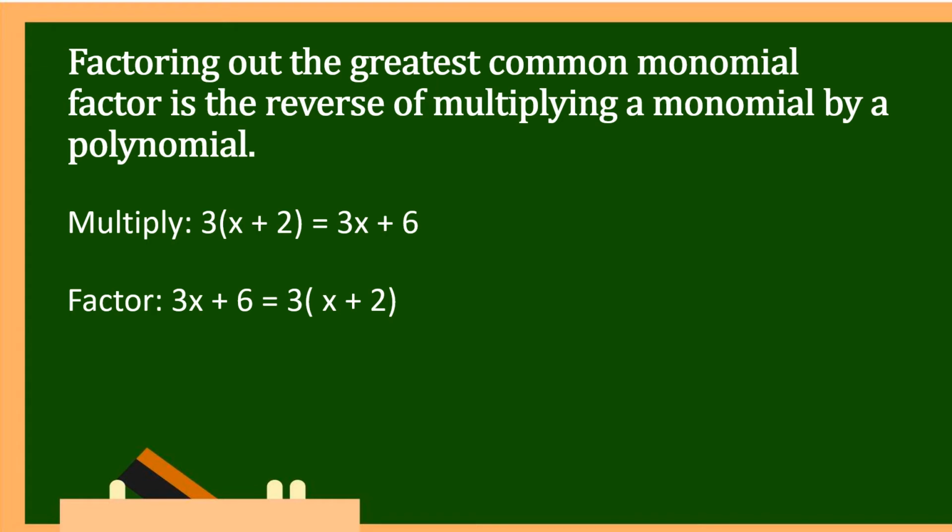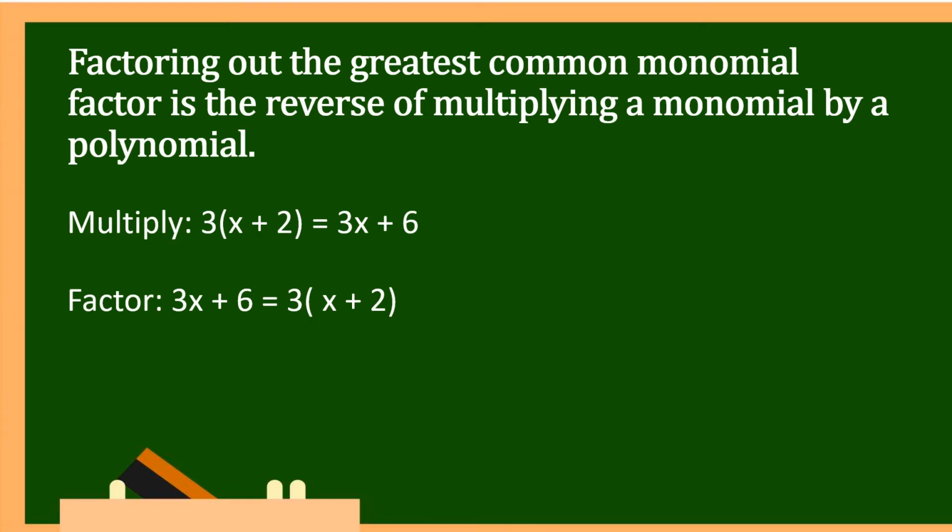Factoring out the greatest common monomial factor is the reverse of multiplying a monomial by a polynomial. When we multiply 3 times the quantity of x plus 2, we need to use the distributive property. So, 3 times x, that is 3x, and 3 times 2, that is 6. Therefore, the answer is 3x plus 6.